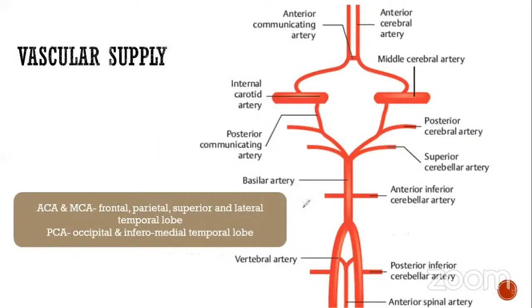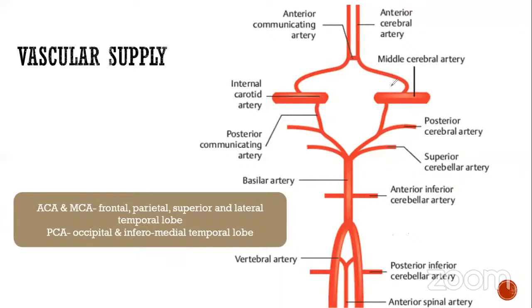Next one, just a glimpse of the vascular supply of the brain. The brain is supplied by the arteries arising from the paired internal carotid arteries, that is the anterior circulation, and the paired vertebral arteries, that is the posterior circulation. Each internal carotid artery gives rise to the middle cerebral artery and anterior cerebral artery that supply the frontal, parietal, and superior and lateral temporal lobe.